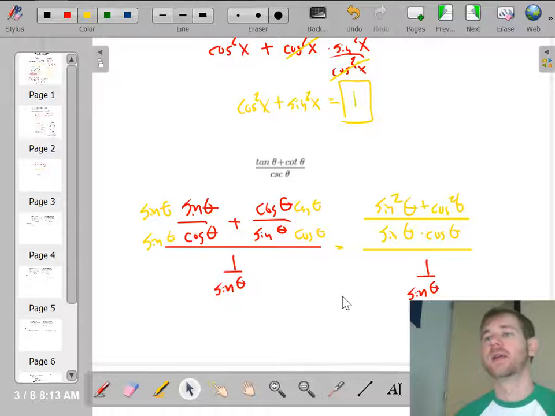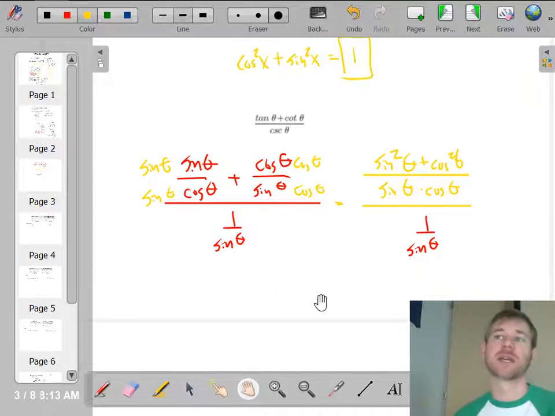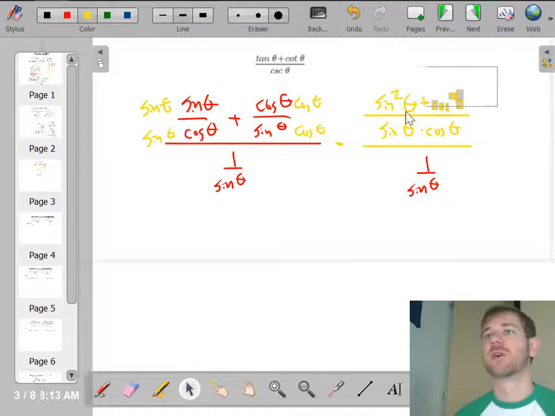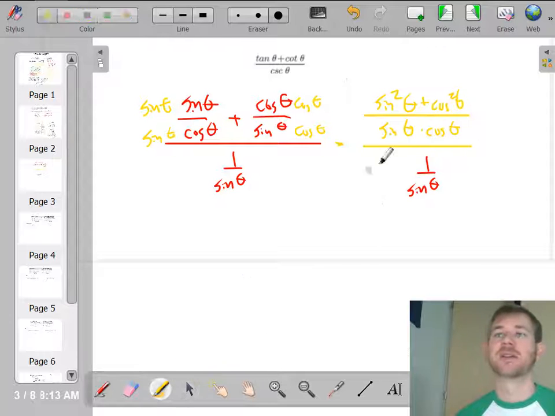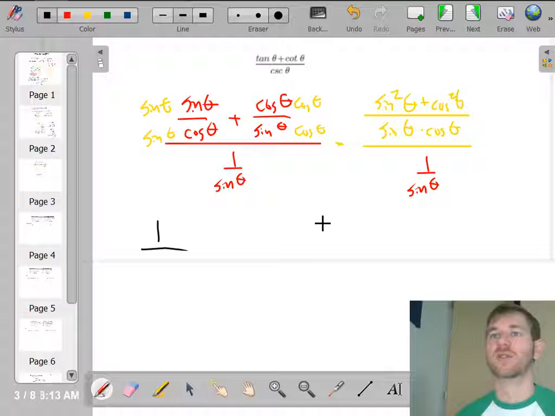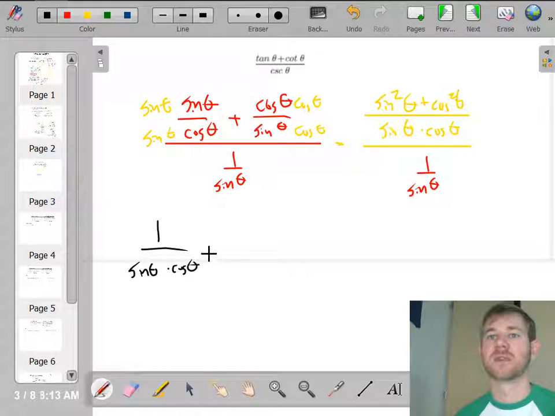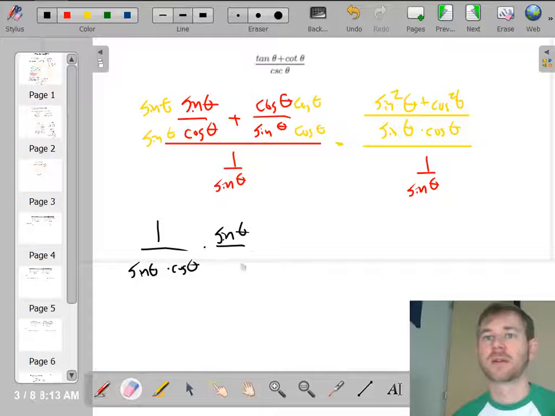Cool. But now I have a fraction over a fraction, so I can copy, change, flip. So I'm going to take this whole thing. Actually, no, I'm not, because look, this is a thing. Sine squared theta plus cosine squared theta, that's 1 over sine of theta times cosine of theta. Copy, change. Now we'll flip this one, so sine's in the top. Copy, change, flip. Wait, it's over 1. I'm sorry, I don't know why I wrote cosine. Sine of theta over 1.